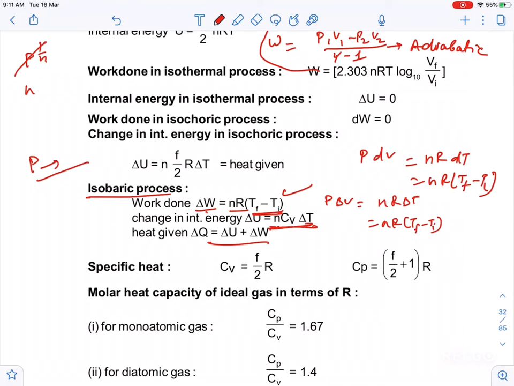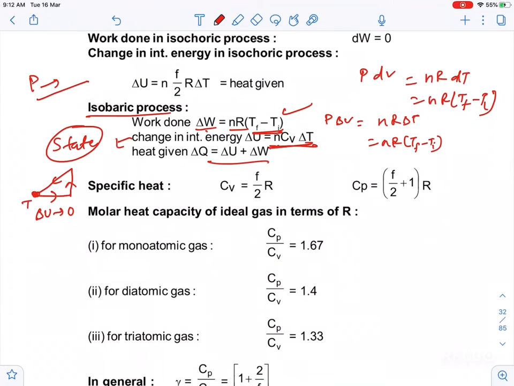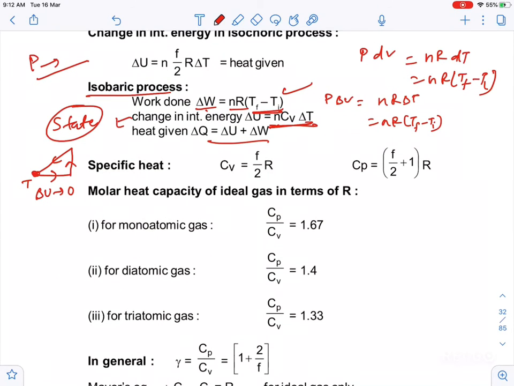Internal energy is always n Cv dT, no matter the process. Internal energy is a state function, which depends only on the initial and final state. Suppose a cyclic process is given, guys. For a cyclic process, the internal energy change is zero because the initial point and final point are the same. So for a cyclic process, change in internal energy is equal to zero.